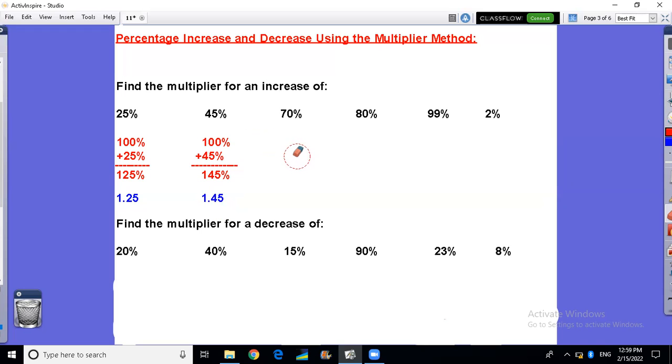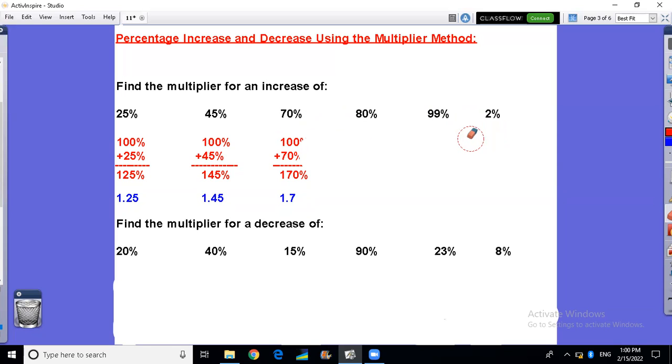The third question here, an increase of 70%. They want you to find the multiplier for an increase of 70%. Increase, we're going to add 70 to 100. So it's going to be 170%, which is 1.70, which is just 1.7. This is the multiplier. I want you to follow the same steps exactly with 80%, 99%, and 2%. Do it on your own.